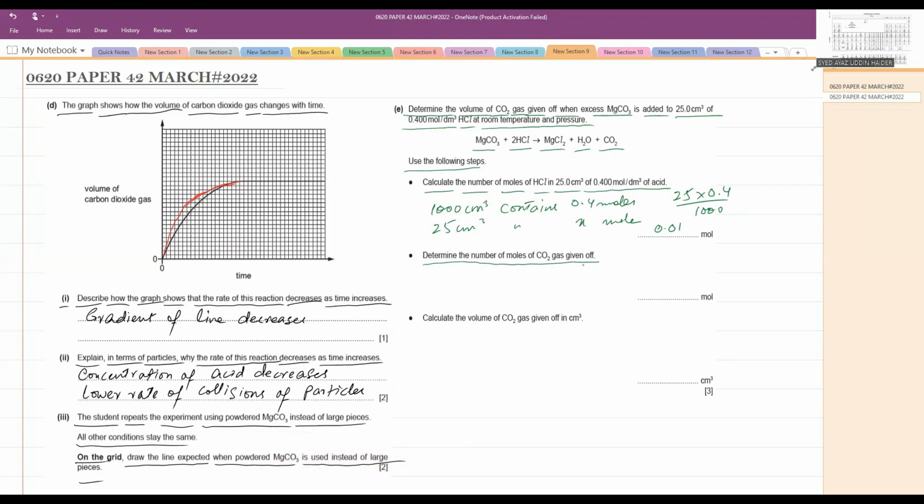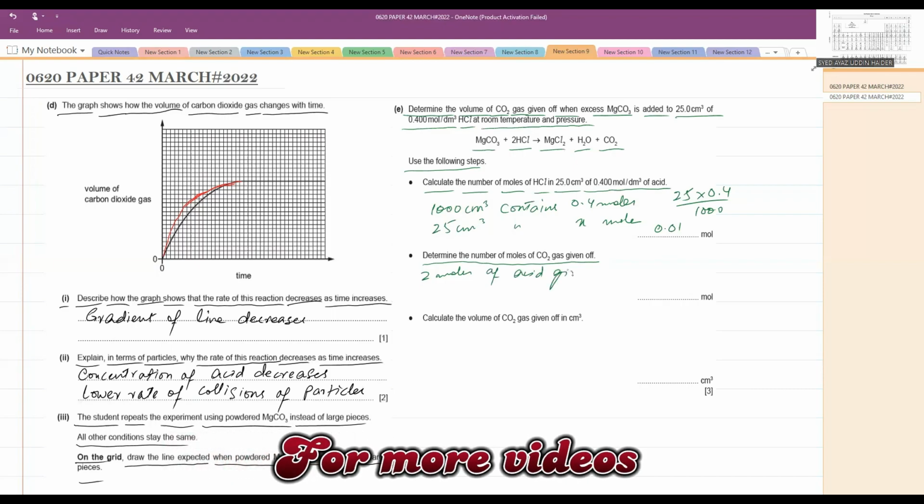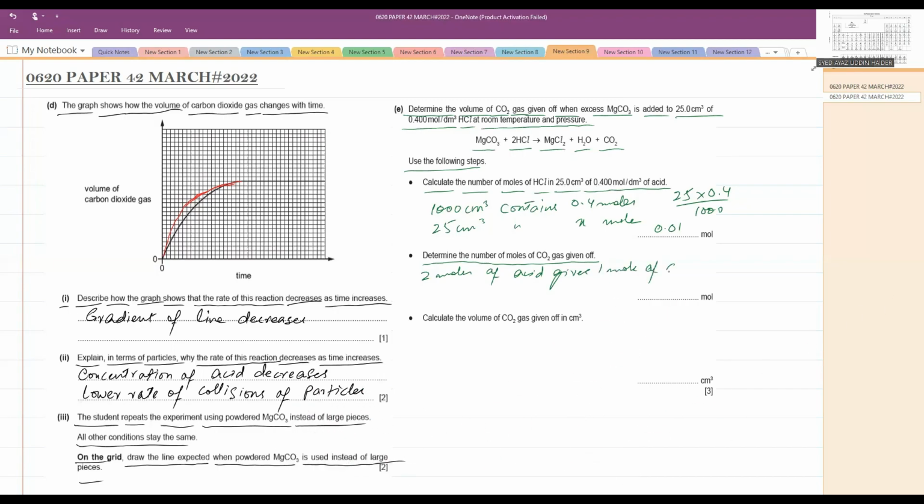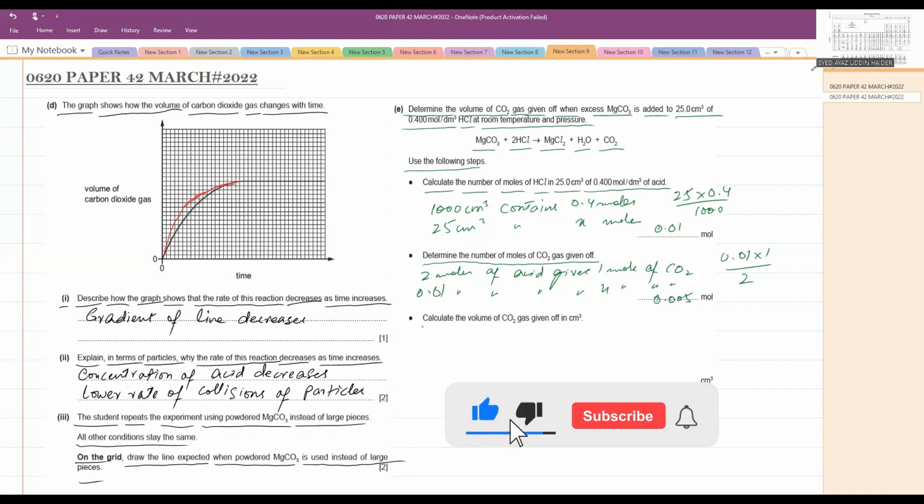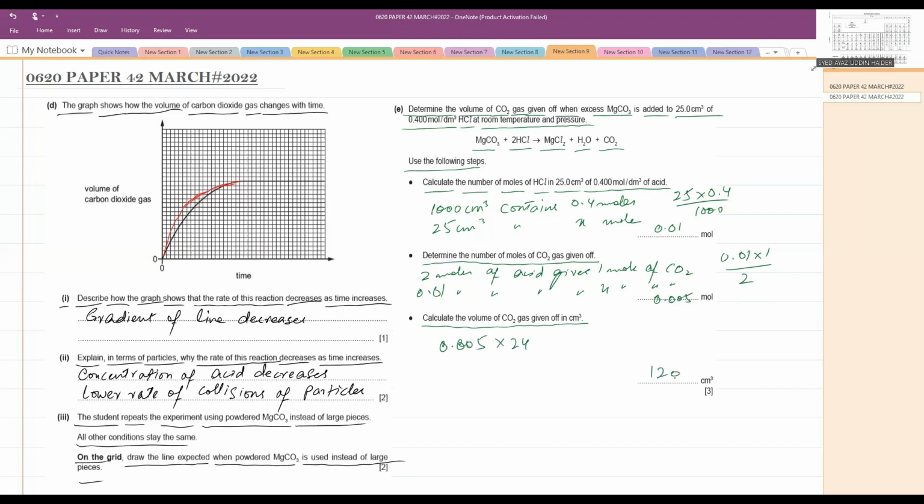Next one, determine the number of moles of CO2 gas given off. In this one, you need to calculate moles of CO2. According to the reaction, 2 moles of acid gives 1 mole of CO2. Therefore, 0.01 moles gives x moles of CO2, which will be like this: 0.01 multiplied by 1 divided by 2. So the answer will be 0.005 moles. Now, in the last part, calculate the volume of CO2 gas given off in cm³ at room temperature and pressure, which will be like this. Very easy. 0.005 multiplied by 24000. The answer will be 120 cm³.